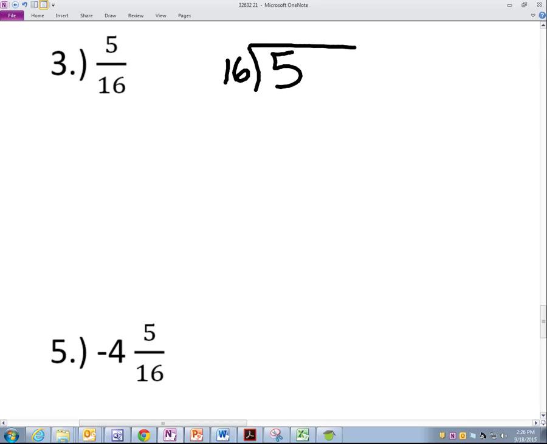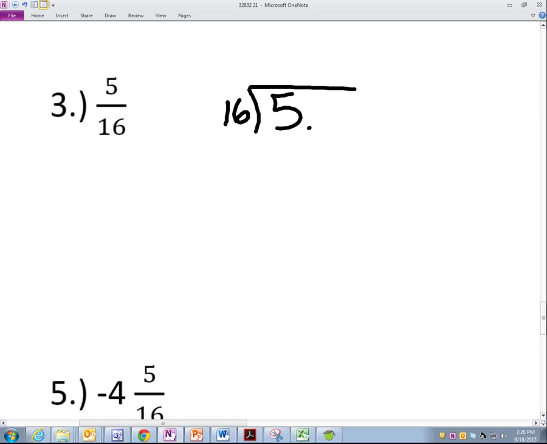So now I have 5 divided by 16. I know that this is not going to go, so I have to do 0.0. Bring the 0 up here. Now I have to think, how many times does 16 go into 50? So it would be 32, 40, 48. No. 16, 32. Yeah, 48. Four times.